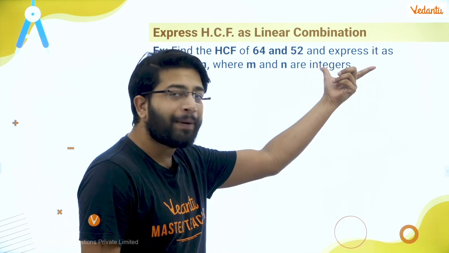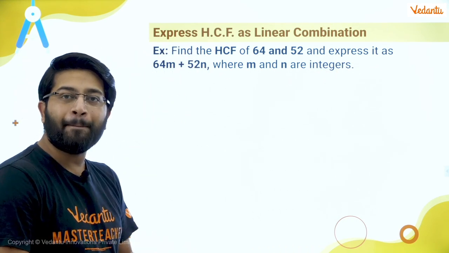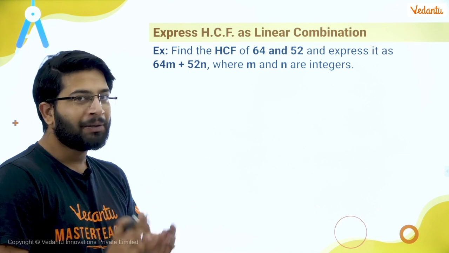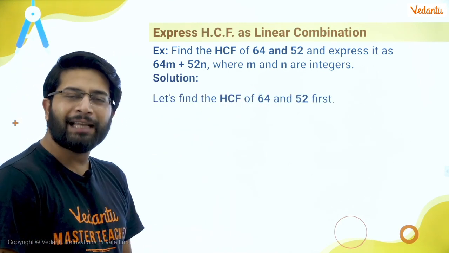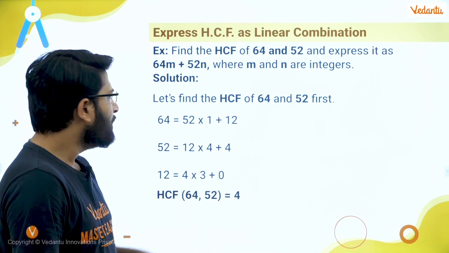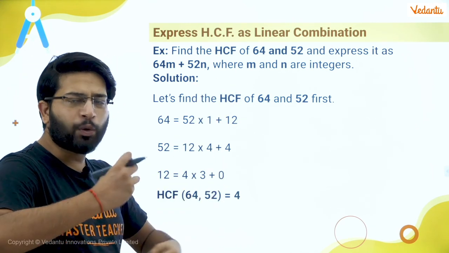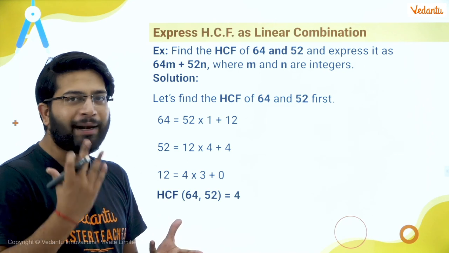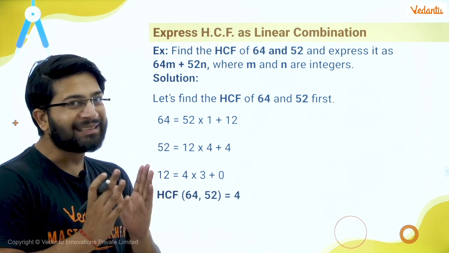Then we have to express the HCF in the form of 64m plus 52n. Right? So let's see how to do it. First of all, let's find the HCF of 64 and 52. We can do it very easily. We have seen how to do it. We have to keep dividing until we get remainder 0, and my last divisor will be my HCF.